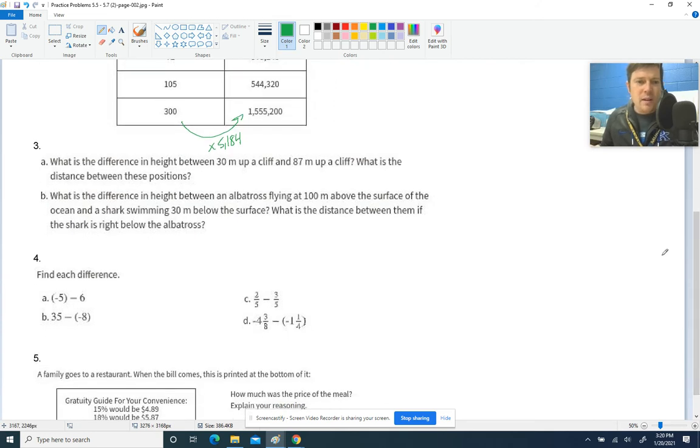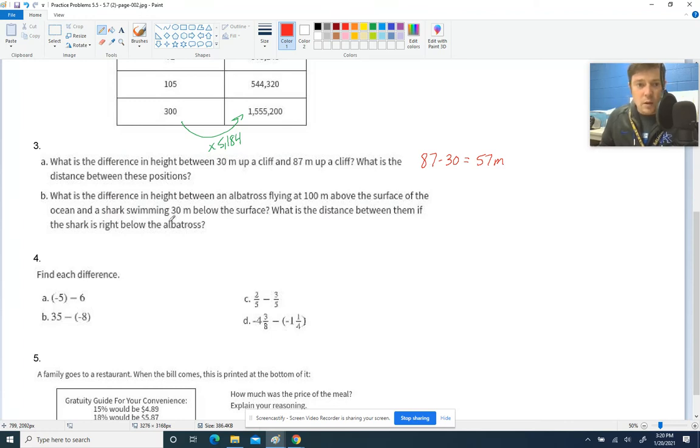Let's look at number 3. What is the difference in height between 30 meters up a cliff and 87 meters up a cliff? So the difference in two heights are their literal difference. So 87 minus 30, and that gives us 57. So their difference is 57 meters. What is the distance between these positions? Also 57 meters. So 57 meters is the difference of the height, and it's also the distance between the two positions.